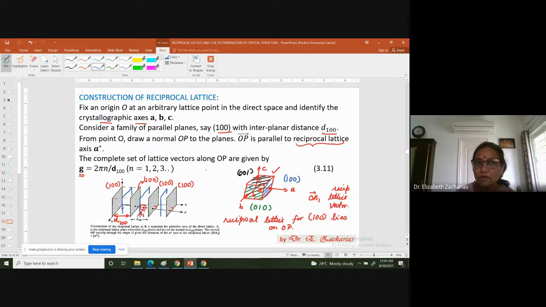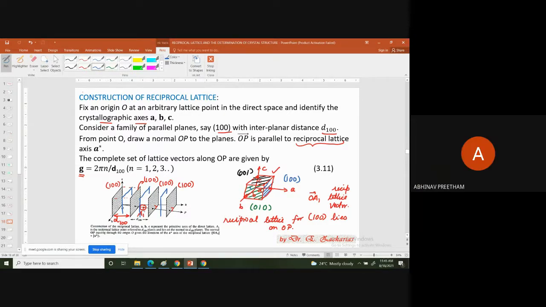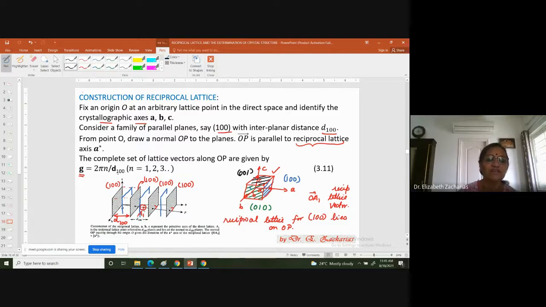Now look at this. Where is it cutting? Imagine this first thing as a cube.